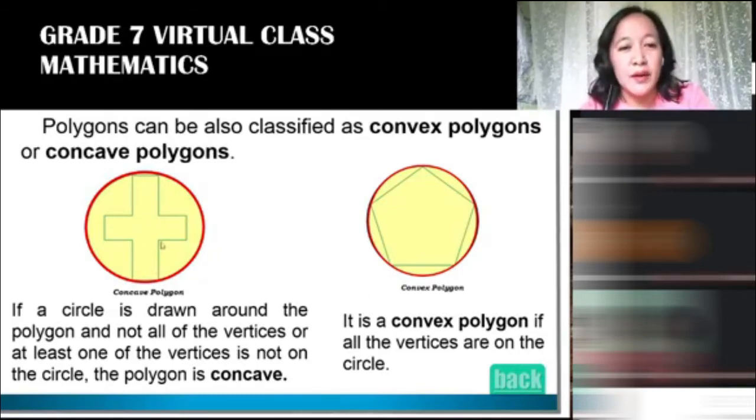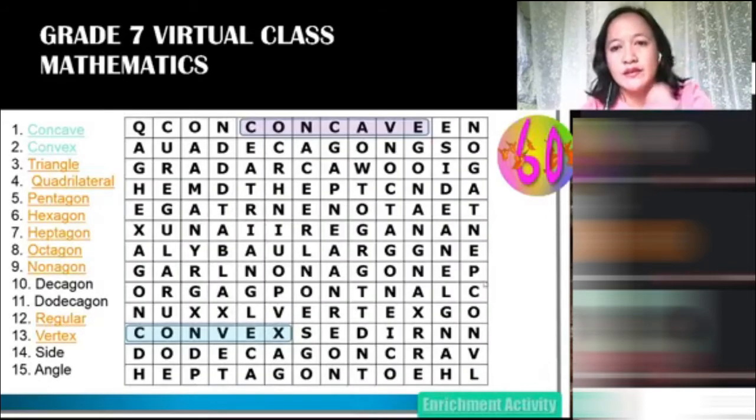So again, kapag concave, not all the vertices ay tumatama dito sa circle if you're going to draw a circle around it. While in a convex polygon, if you draw a circle, then all its vertices must be on the circle. What about the word triangle? Have you found the word triangle?